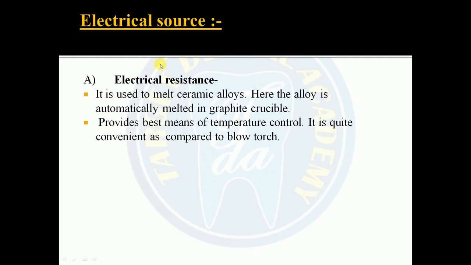Coming on to the electrical source, electrical resistance is used to melt the ceramic alloys. Here the alloy is automatically melted in a graphite crucible. The graphite crucible provides the best means of temperature control. It is quite convenient as compared to a blowtorch.